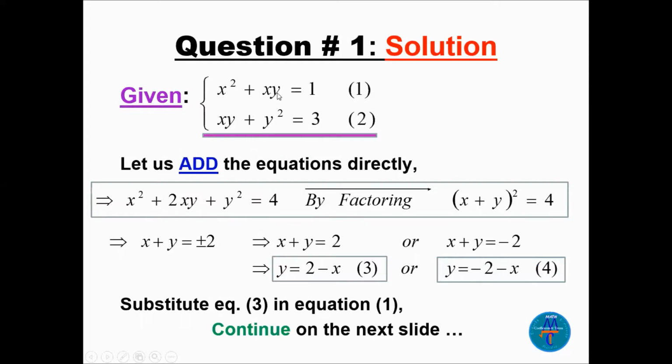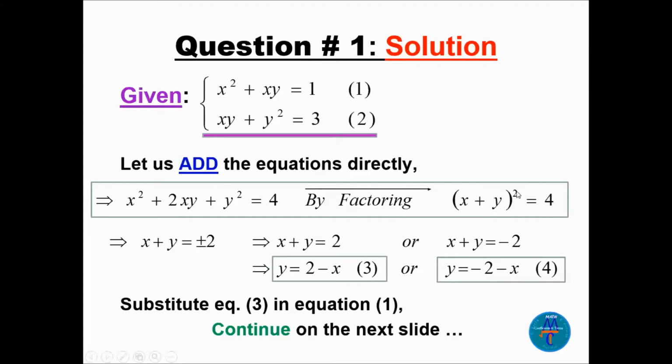x squared plus xy, this is equation 1. This one, let's call it equation 2. Let's add directly in this example. Just add both equations simply. So we get x squared, we get 2xy, and y squared there, and 1 plus 3 is 4. I can see on the left side this is a perfect square. So by factoring, it will be x plus y all squared is equal to 4.